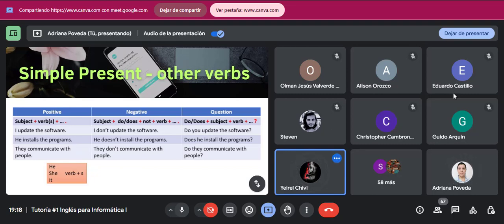Y el does. Bueno, si estamos usando otros verbos que no sea el verbo to be, necesitamos el auxiliar do or does cuando estamos en presente simple.